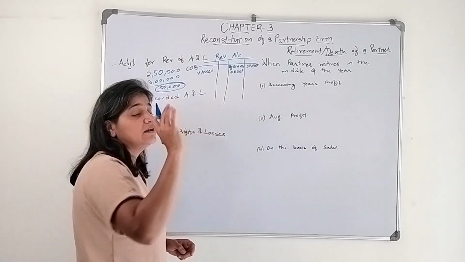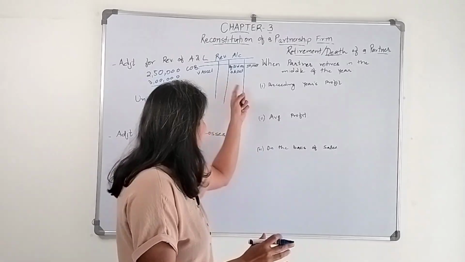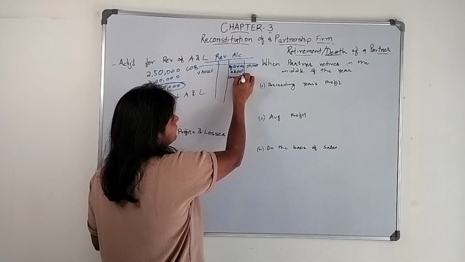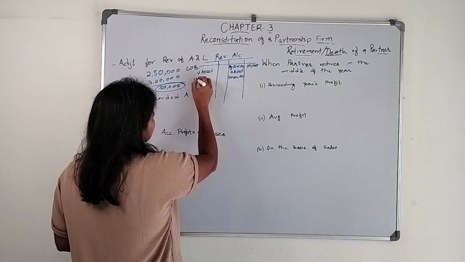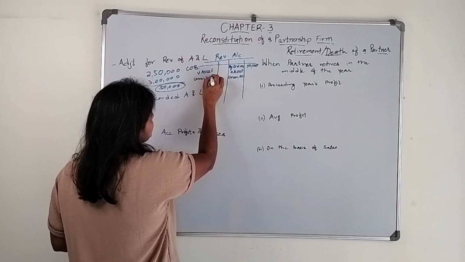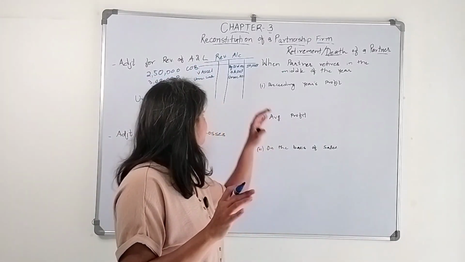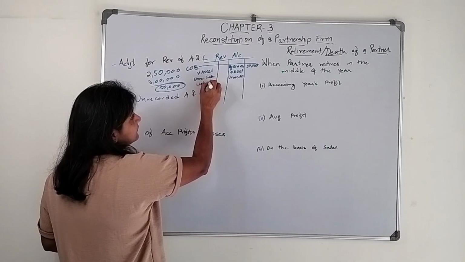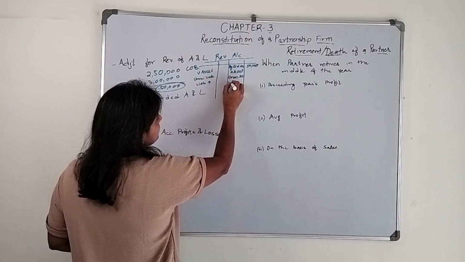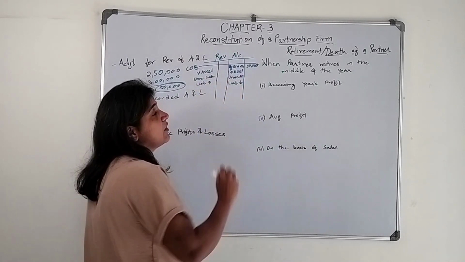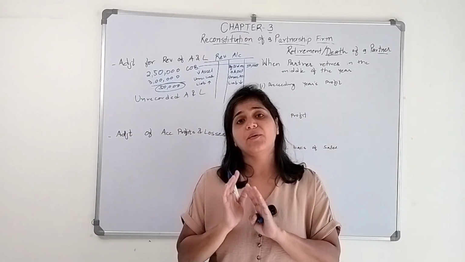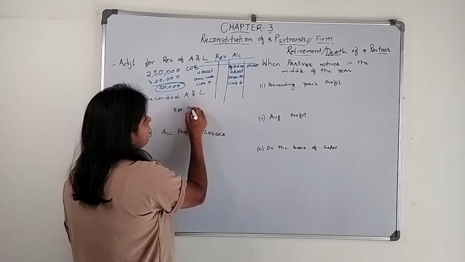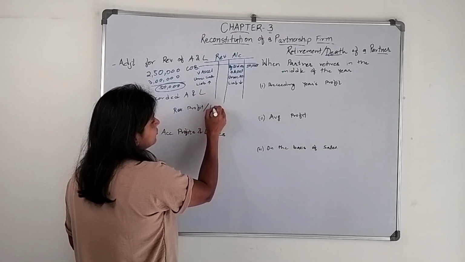Similarly, an unrecorded asset we will credit, and an unrecorded liability we will debit. A similar situation applies when we talk about liabilities. When the value of a liability increases, we need to debit it, and when the value of a liability decreases, we need to credit it in the revaluation account. And what we will get is either a revaluation profit or a revaluation loss.